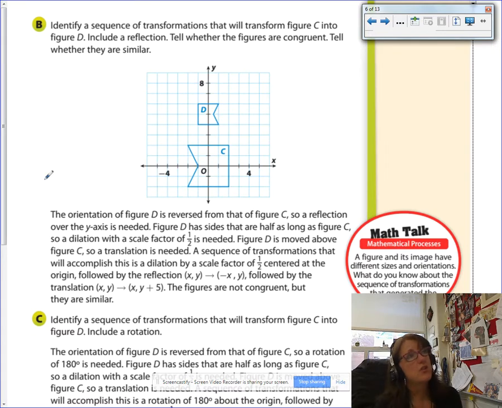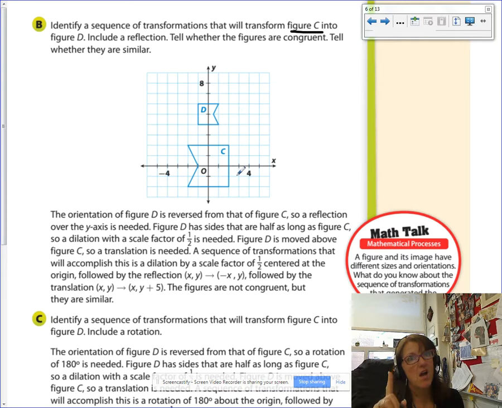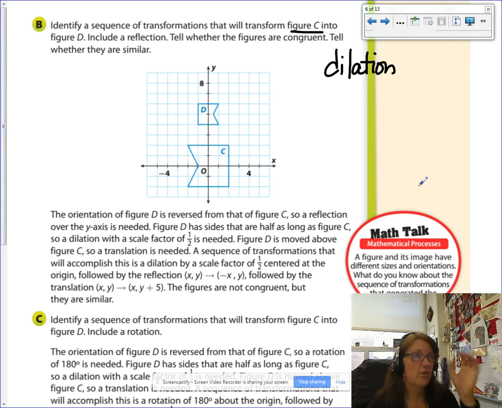Now they're saying do it 2 ways: once with a reflection, and then go down here and use a rotation. Well, let's see what we can do here. Start with C. So we're starting with the big one. If we start with the big one, I can tell right away I have to shrink this thing. So I've got to do a dilation. Do that first. Let's mess with the size first, I say. And then you can spin, flip, slide, whatever you have to do.